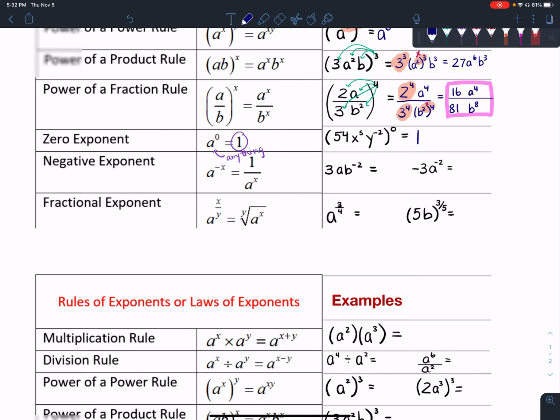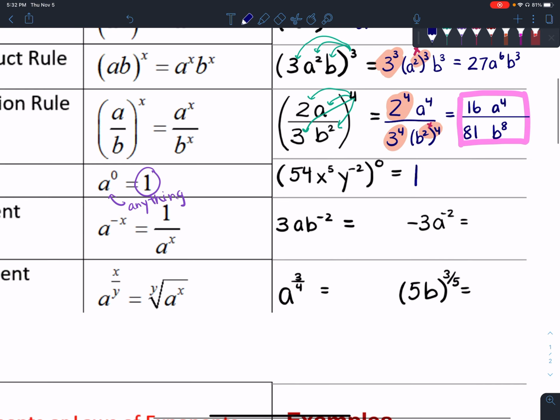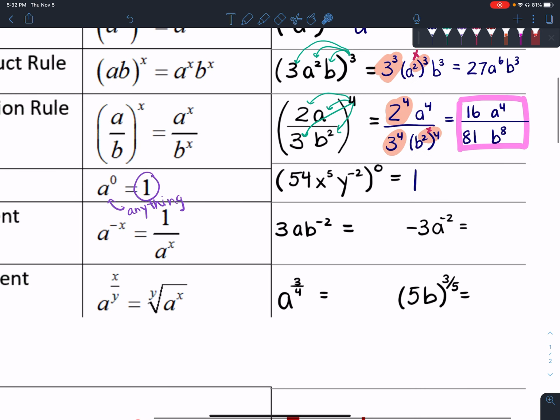Next one is our negative exponent. So here we have a negative exponent. We know that we are not allowed to leave final answers as negative exponents, so the negative exponents need to move. Here, what we do is remember that every number under the sun has a denominator of 1. We don't write it because it's redundant.